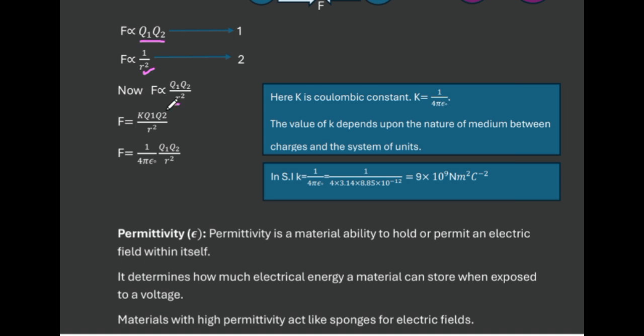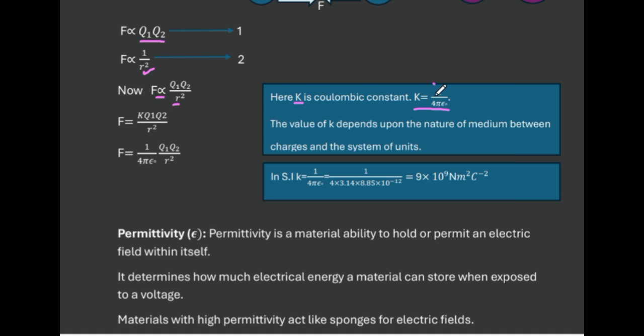Now let's convert this proportionality sign to equality. We put a constant k here. F is equal to k q1 q2 divided by r square. Here k is the Coulombic constant. In Coulomb's law, this k is called the Coulombic constant and its value is equal to 1 divided by 4 pi epsilon naught. Here epsilon naught is the permittivity of free space.